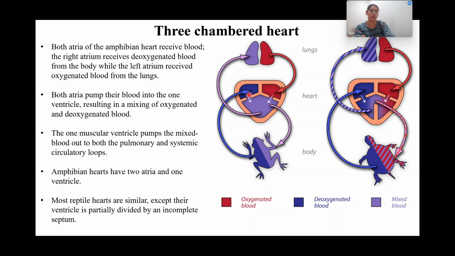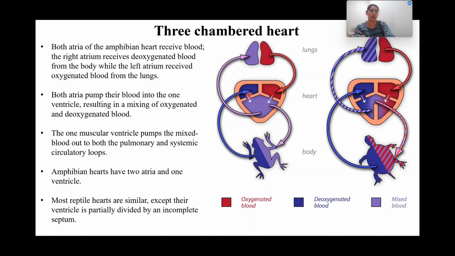Okay. So now, as we have just discussed, there are two parts of the atrium receiving blood from two different regions, and this is in amphibia. But both these bloods get mixed in the ventricle. So there is only one ventricle, and both the atria are pumping their blood into the ventricle, and as a result, the blood is getting mixed here. So this one muscular ventricle pumps the mixed blood out to both pulmonary and systemic.